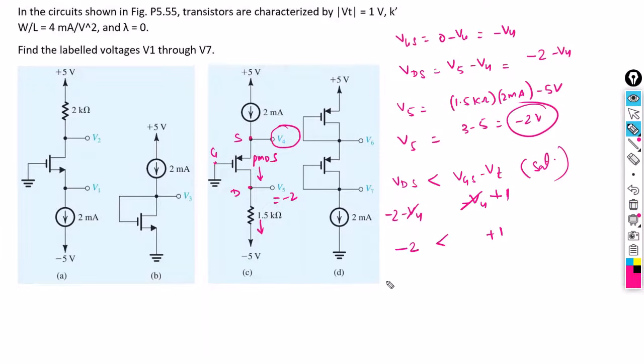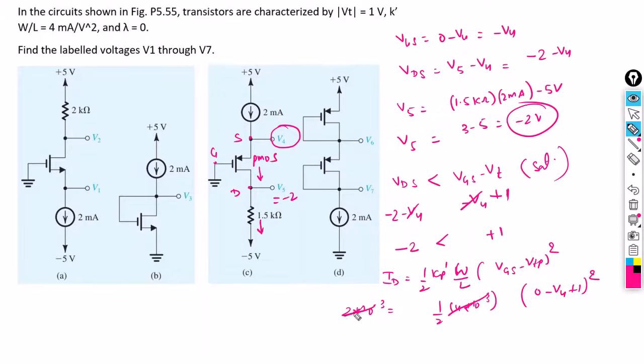So now let's apply the saturation current equation. We can write ID as (1/2) Kp' (W/L) (VGS − VTP)². ID is 2 milliampere, half of 4 × 10^-3, and VGS is 0 − V4 plus 1, squared. So these two things will cancel out. Now we have the simplified equation as (−V4 + 1)² equals 1. So we can write −V4 + 1 equals plus or minus 1. When we take plus 1, V4 will be equal to 0. But when we take minus 1, V4 will be equal to 2 volt.